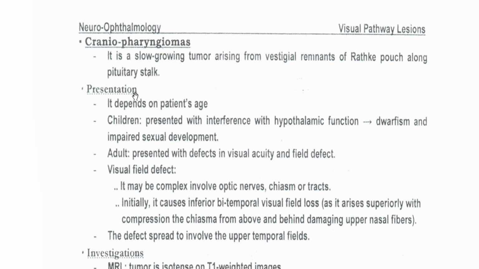Okay, and how your patient will present to you actually depends on age, because this tumor is compressing the pituitary gland, affecting the hormones. So if he's still a child, you will observe the hypothalamic dysfunction that leads to dwarfism and impaired sexual development. But in an adult, he has already grown up, so the growth hormone won't affect him that much, but it will affect the chiasma through the visual acuity and visual defect.